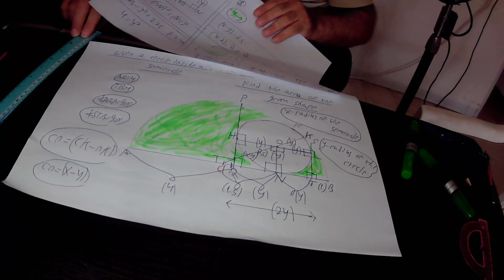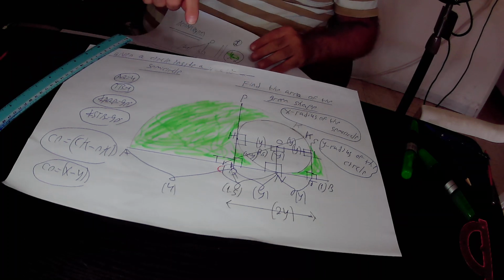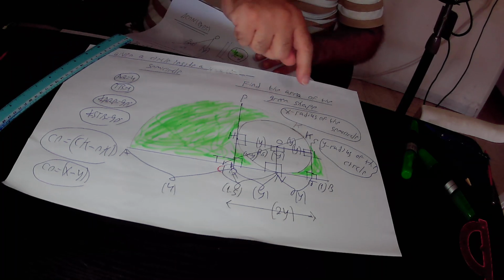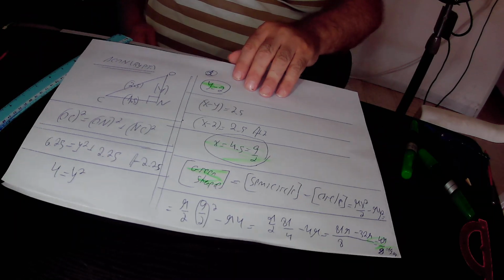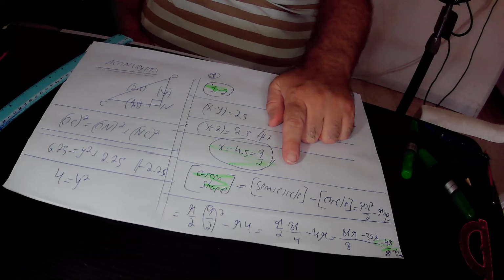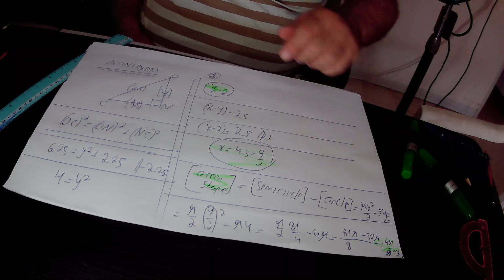Our task is to find out the area of this green shape. The area of this green shape equals the area of the big semicircle minus the area of the small circle. Again, the area of the green shape in total equals the area of the big semicircle minus the area of the small circle.